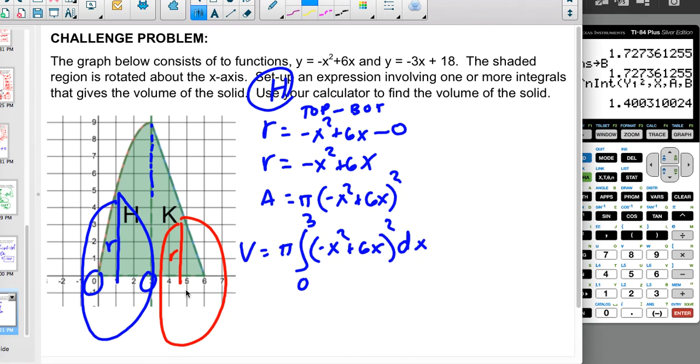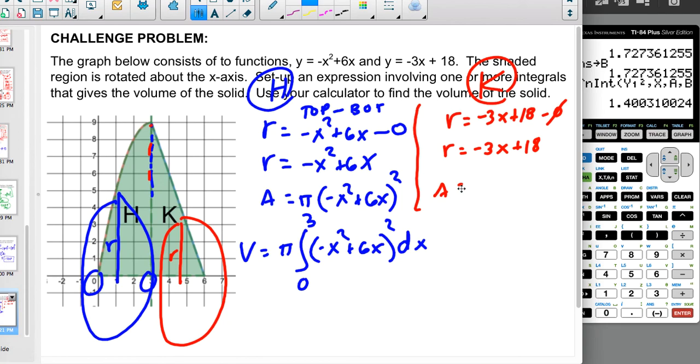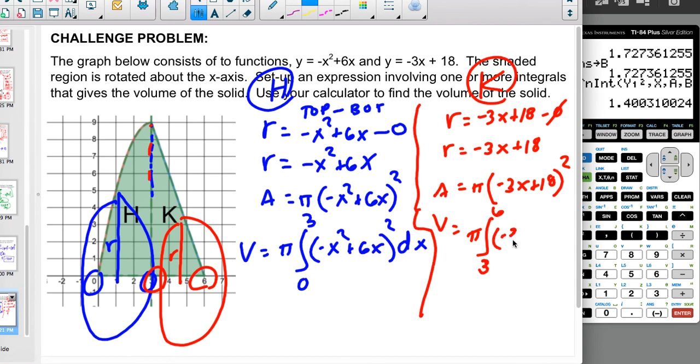But then for the red section, the section where k is, starting at 3, the radius for k is going to be the top curve minus the bottom curve. So my radius for k is just negative 3x plus 18. That means the area for the k section of the graph is pi times this negative 3x plus 18 quantity squared, which means the volume for the k section of the graph is going to be pi times the integral from 3 to 6, because those disks start at 3 and end at 6, of this thing.